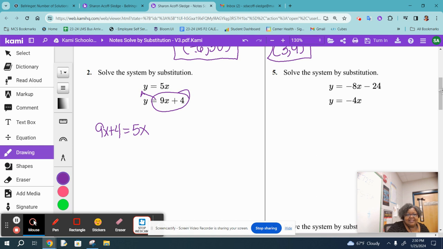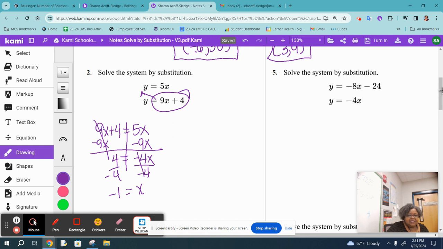Five x is by itself, so I'm going to leave it alone. And I'm going to subtract this 9x from each side. So 5 minus 9 is negative 4x. Divide both sides by negative 4. And x is equal to negative 1.